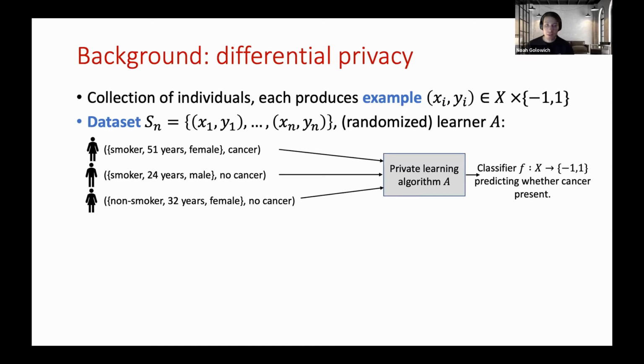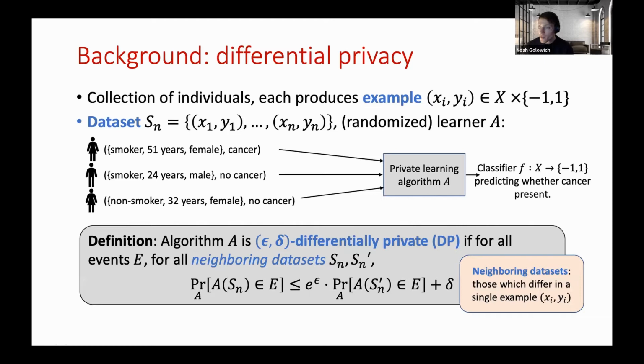And our goal is to come up with a randomized algorithm A, which is a private learning algorithm. In particular, it's going to take as input such a data set where the xi's can consist of, for instance, features for a bunch of patients in a medical study, and the yi's will consist of labels indicating whether or not each patient has cancer. And this private learning algorithm will output a classifier, namely a function from X, the space of features, which predicts, given any patient's features x, whether or not cancer is present in that patient.